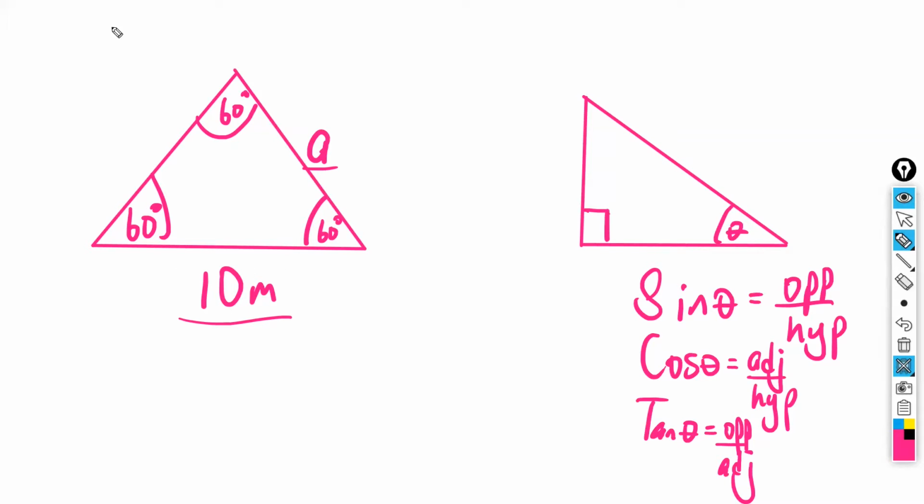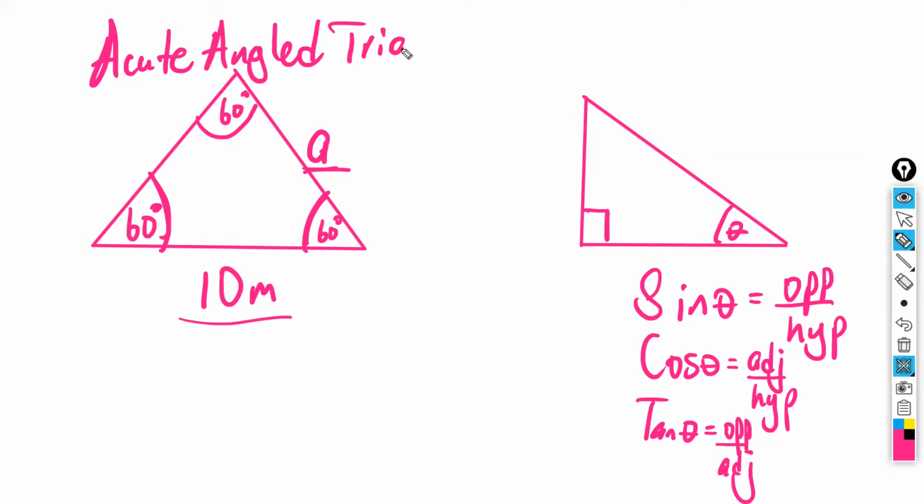Suppose we get an acute angle triangle like this. Suppose we get a triangle like that. How would we find it? It's a really good question. How in the world would we find a side if we only have the angles and one side? And this is where the sine rule comes in.